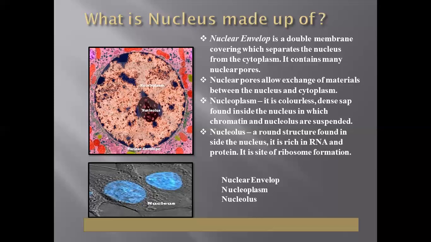Nucleolus, a round structure found inside the nucleus. It is rich in RNA and protein. It is the site of ribosome formation. Clear? So hopefully you are clear with the nucleus. Nucleus is made up of nuclear envelope, nucleoplasm, and nucleolus.